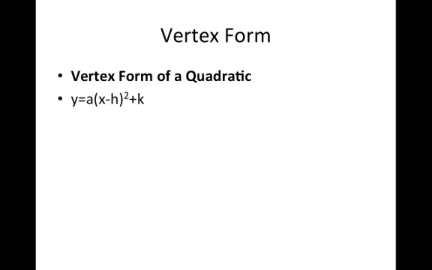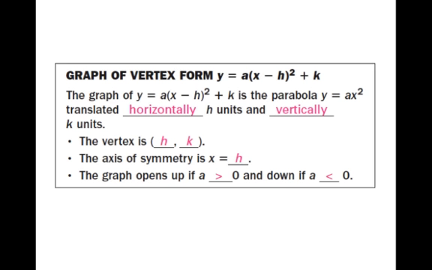So you just need to memorize both forms of a quadratic. You also need to memorize how to find the vertex, the axis of symmetry, and all the other information about these different forms. Okay, so y equals a times x minus h squared plus k is the vertex form of a quadratic because we're going to be able to read h and k straight from this form, and that's the vertex.